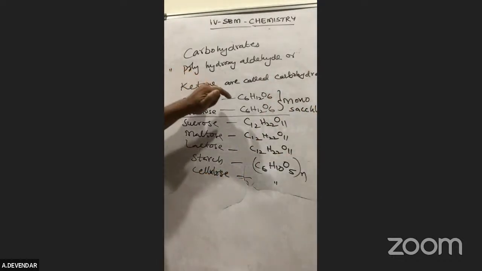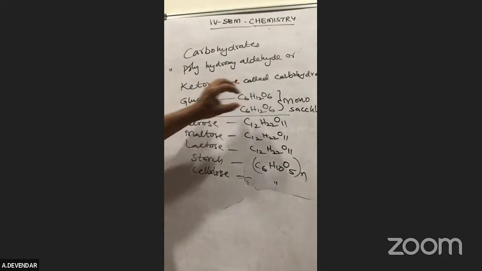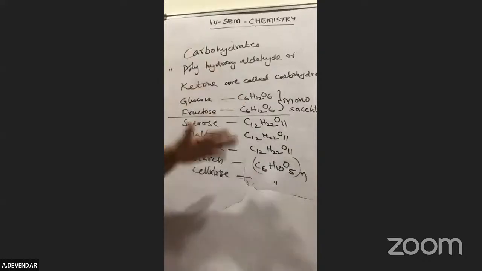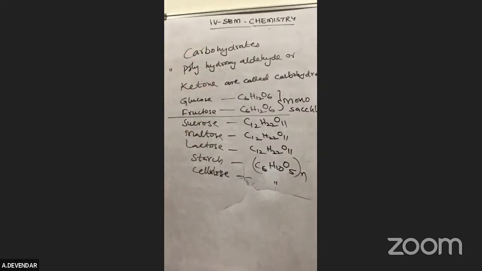You can't further hydrolyze. This is a single unit; we can't split it. When you take glucose in your diet, it is directly converted into ethyl alcohol, and then the ethyl alcohol is converted into energy, and carbon dioxide is released.